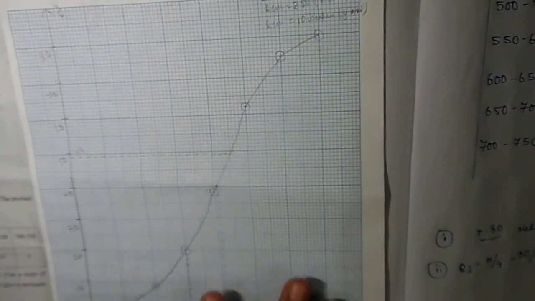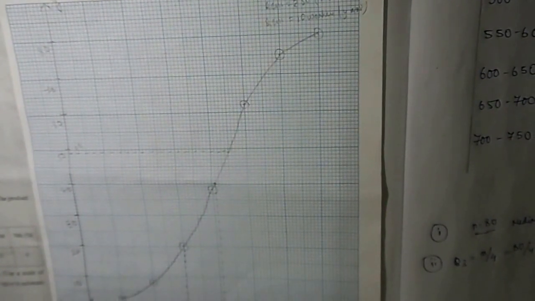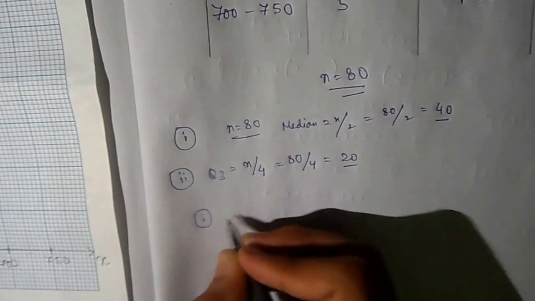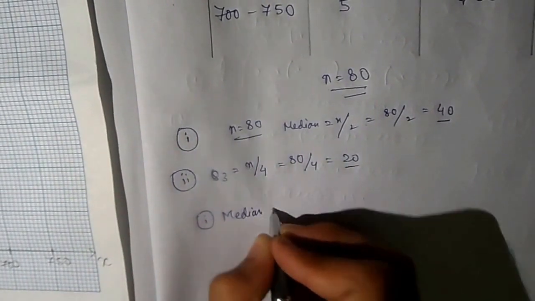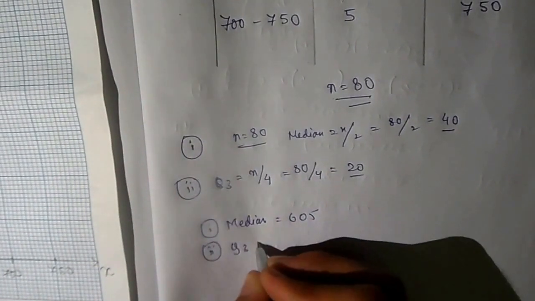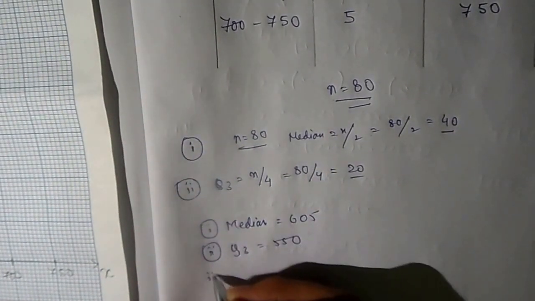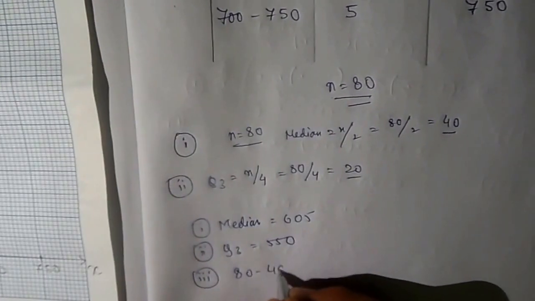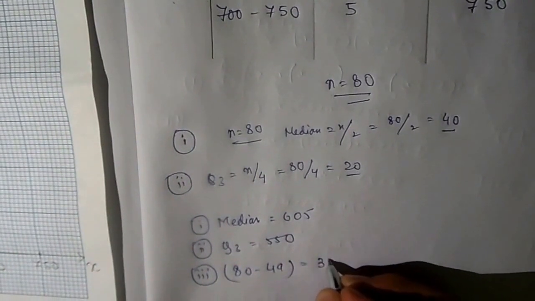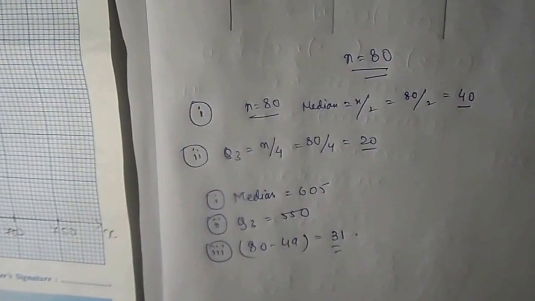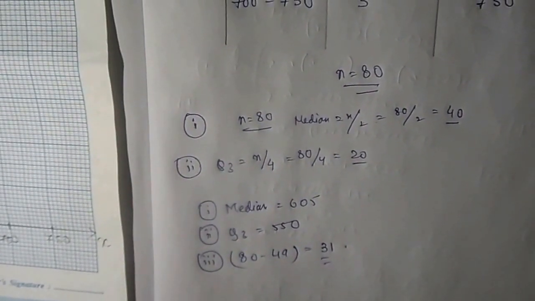So you can write the answers on the graph, but I don't suggest that. You should write your answers sideways where you have done the table. So let's write the answer nicely. Number 1, median is equal to 605. Number 2, lower quartile equals 550. Number 3, number of workers, that is equal to 80 minus 49 equals 31. So this is your answer, and this whole thing fetches you 6 marks. It's long, but it's easy.